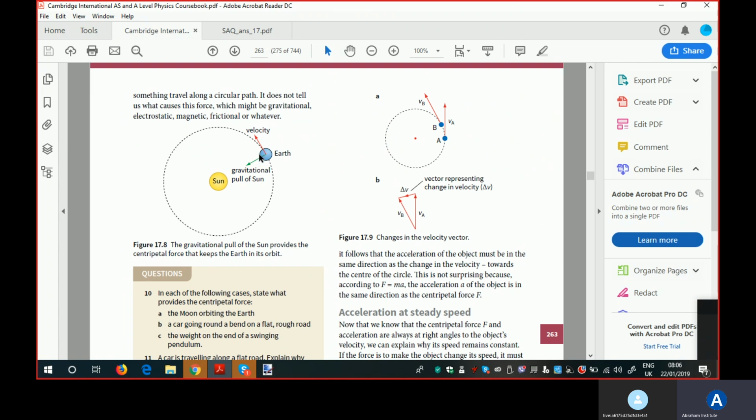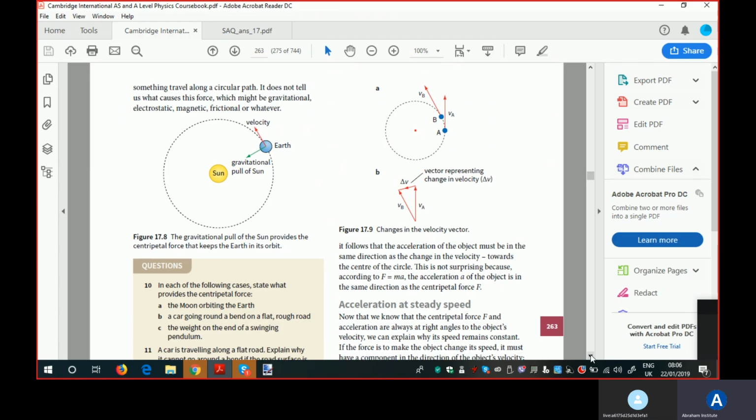So this is the only force acting on this. So if suddenly this force is removed, then there is no force acting on the Earth. So it will move in a straight line with this velocity. Newton's first law.